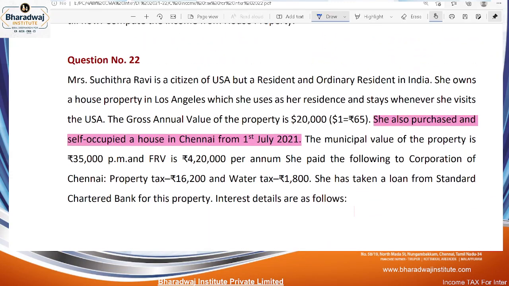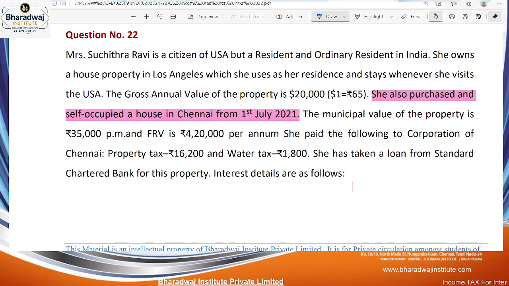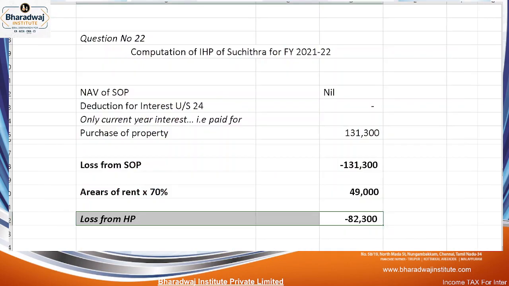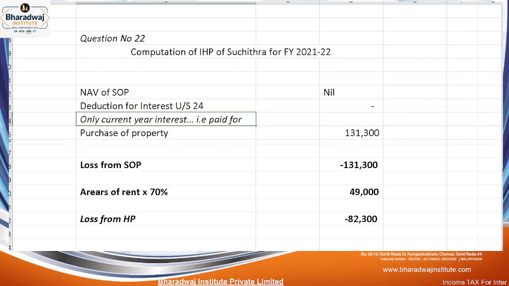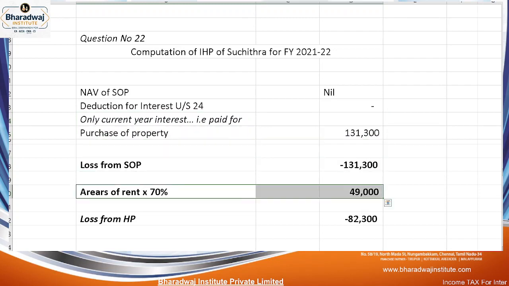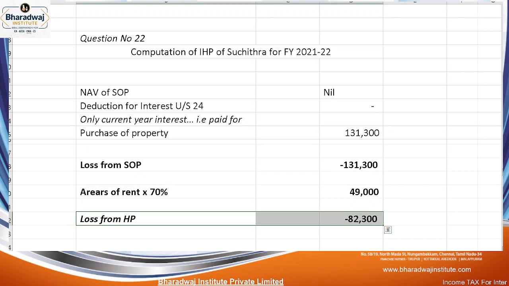Only when there is a construction is there a pre-construction period interest. Sir, there may be a doubt in this area: there is a gross annual value given, like $1 is equal to 65. What to do? See, that is also a self-occupied property. NAV is 0. Chennai property also, NAV is 0. All these values are irrelevant because NAV is directly 0. Then interest on loan 1,31,300, loss from self-occupied portion. Arrears of rent into 70% taxable. Loss from house property is 82,300. Simple.